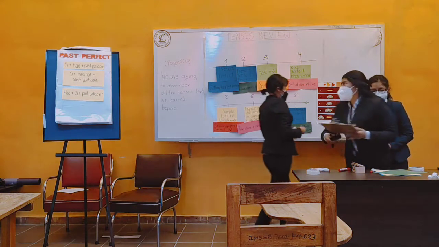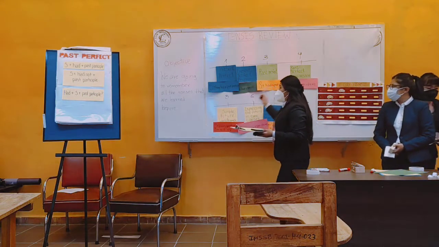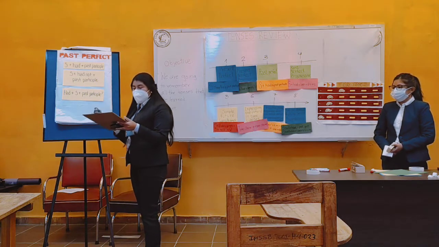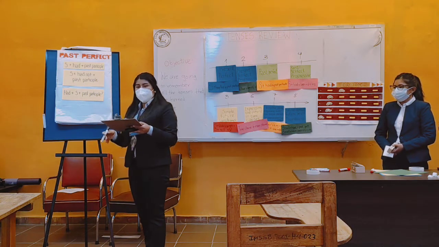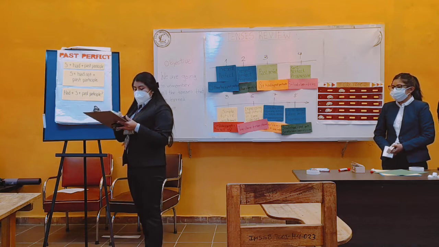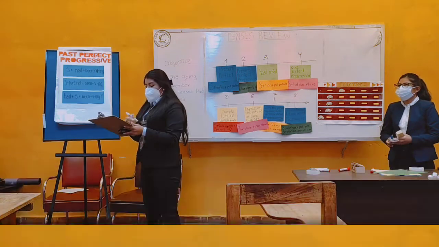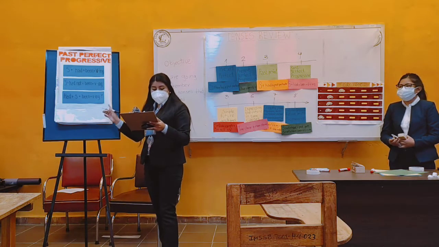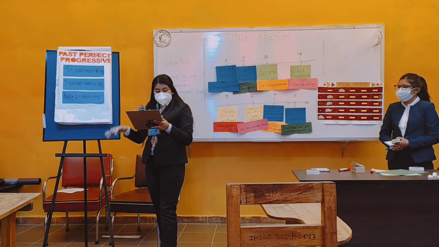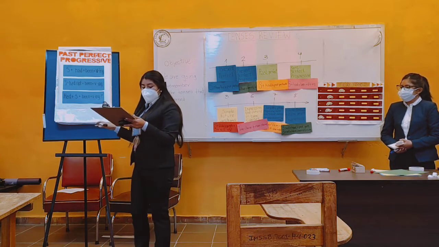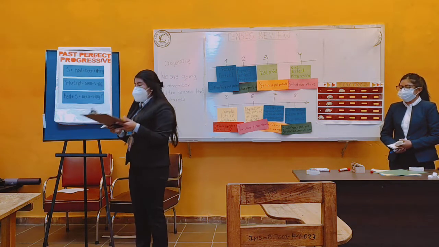Now, following the timeline, we have the past perfect. Here we have the past perfect. We use the past perfect to describe an action that finished before another action already finished. For the past perfect, we describe a past action that already started and continued up to another action or time in the past.